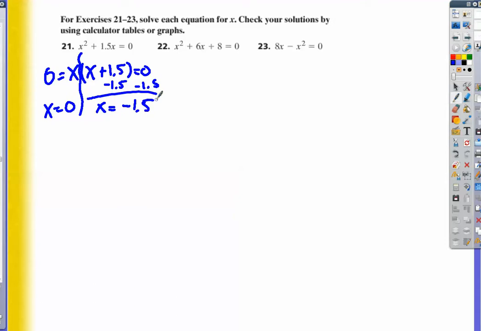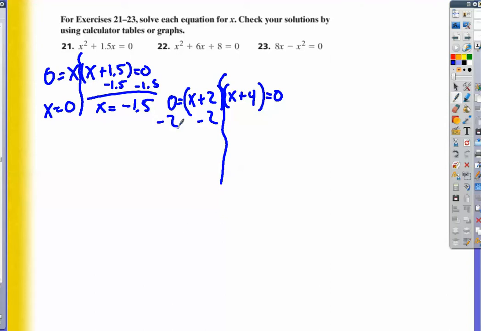For number 22, look for a greatest common monomial. There isn't one. So I know it's not a difference of squares or a square binomial because 8 is not a perfect square. It's a cube, but not a square. So then, let's factor it. What two numbers multiply together equal 8, but add together to get 6? And that would obviously be 2 and 4. So then, set both equal to 0. Break it into its little two linear parts. So I get x is equal to negative 2, and over here, x is equal to negative 4.